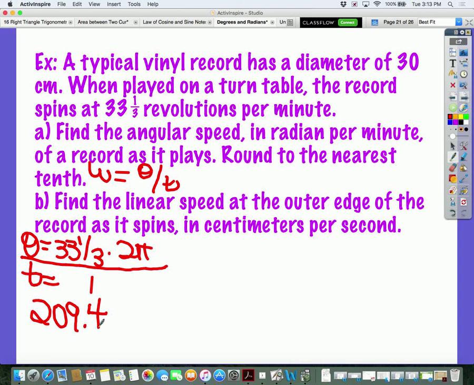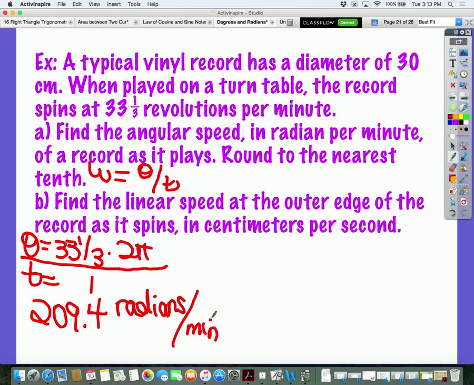Would you make 33 and a third expand it out? You could do 33.3, or you could do 1 divided by 3 times 33 times 2 pi, or 100 over 3. That gives 209.439512. So to the nearest tenth, that would be 209.4 radians per minute. And that is our angular speed.